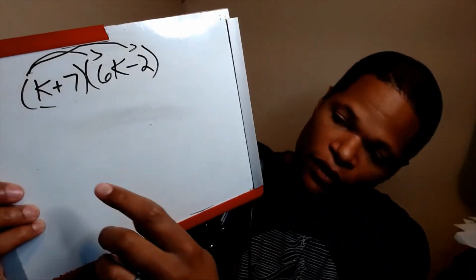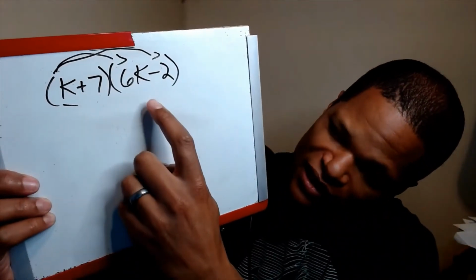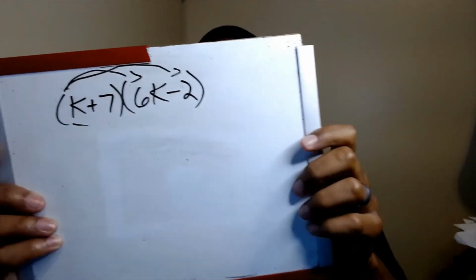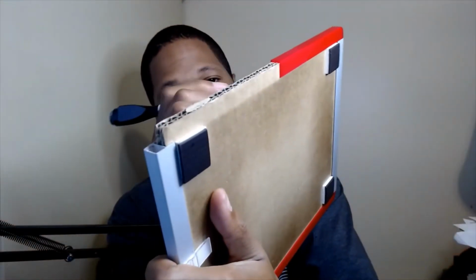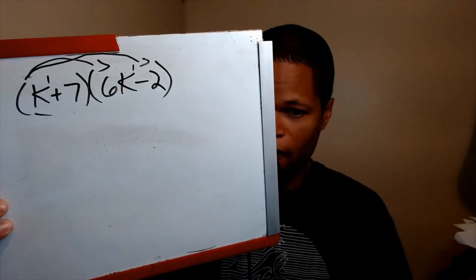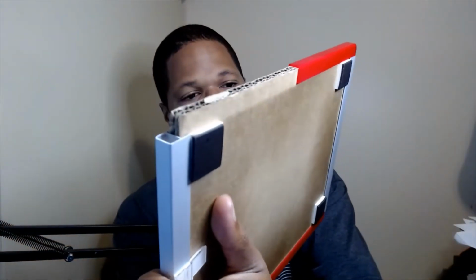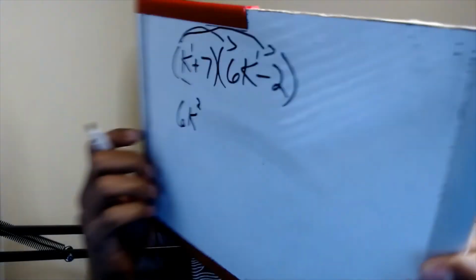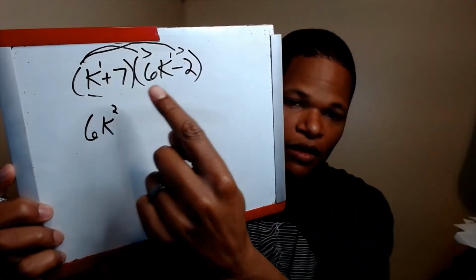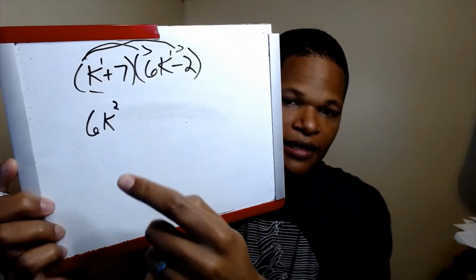So let's start with the first one. K times 6k is just going to be 6k to the second power. Keep in mind, even though you don't see it, each of those k's is to the first power. If you see a variable, you have to assume the power is 1. Okay? So k times 6k is 6k squared, or 6k to the second power. Then I'm going to take the same k and multiply it by the minus 2. K times negative 2 is minus 2k.